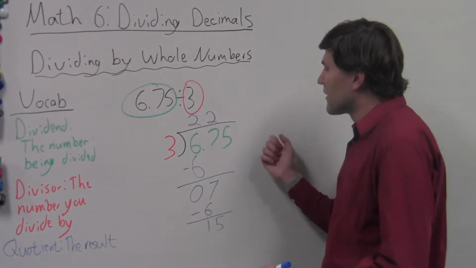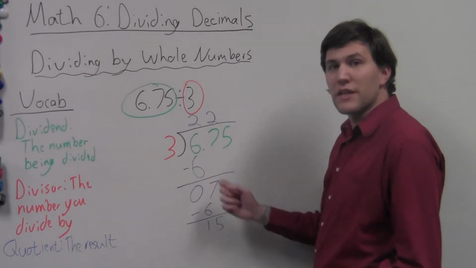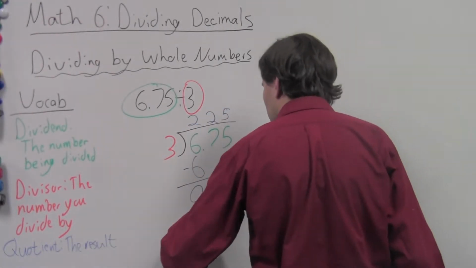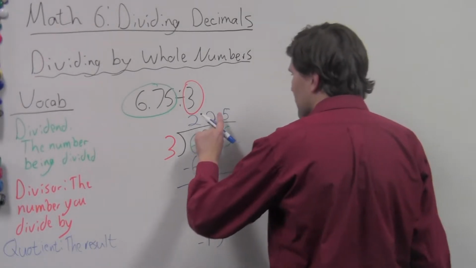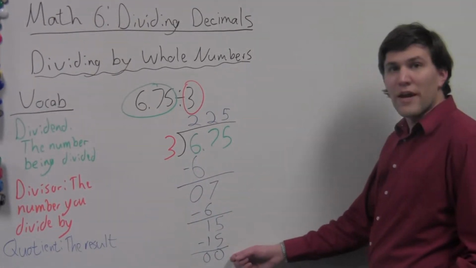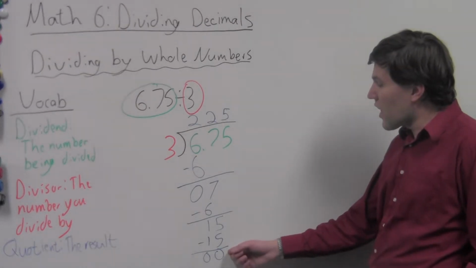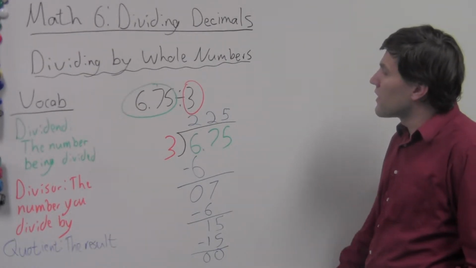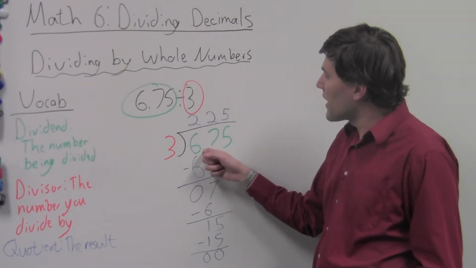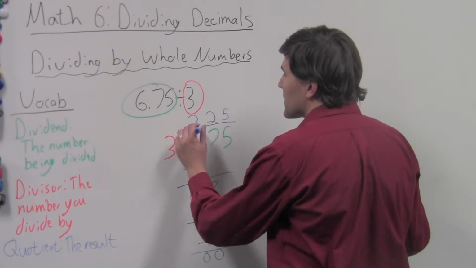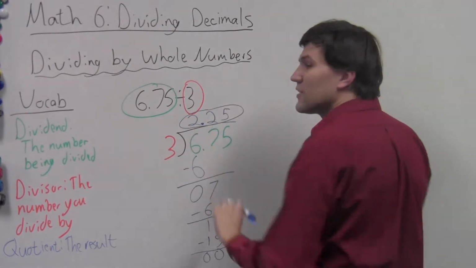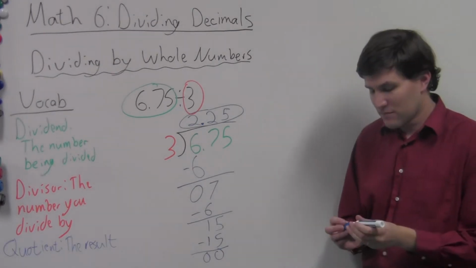Now we have 15. How many times does 3 go into 15? That would be 5 times. So we're going to subtract 15, that's 5 times 3, and we're left with no remainder here. This means that we can stop doing our division problem, and now we need to put in the decimal. The decimal is going to go right above where the decimal was in our dividend. So our quotient is 2.25.